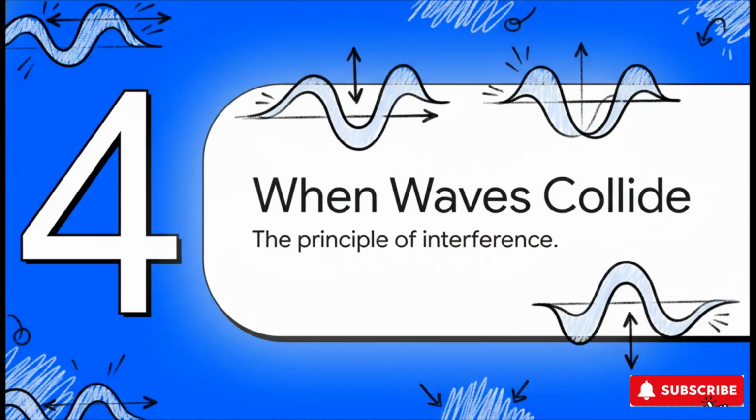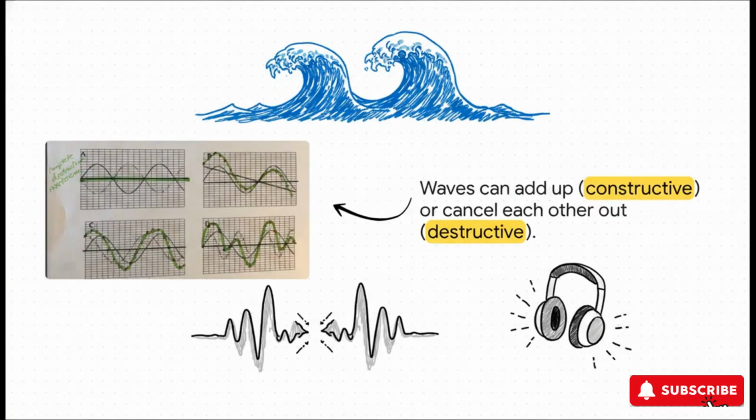But in the real world, waves almost never travel alone. They're constantly meeting, mingling, and interfering with each other. So the big question is, what happens when waves collide? This slide shows you exactly what can happen. When the peaks of two waves line up perfectly, they add up and they create an even bigger, more powerful wave. We call that constructive interference.